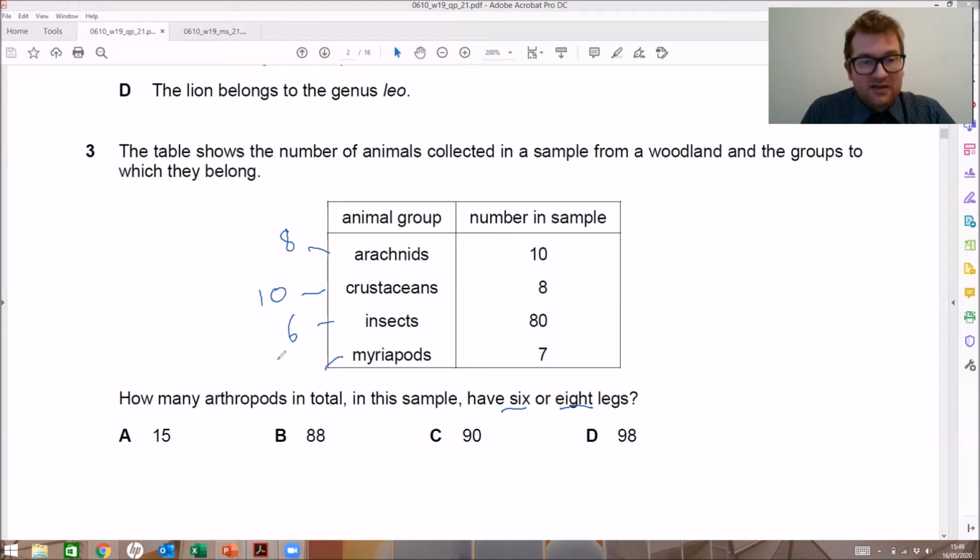So in this case, I'll put 10 and plus. Now, it says which ones have 6 or 8 legs. In total we have arachnids of 10. Crustaceans have 10, that's far too many. Insects have 6 legs, so that's yes. And myriapods have more than 10, so incorrect. So you have 10 plus 80, which gives us 90, which is option C. So A is incorrect, B is incorrect, and D is incorrect.